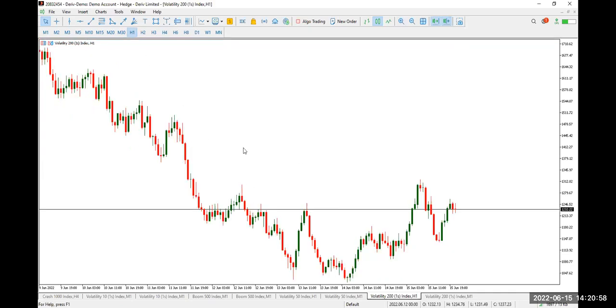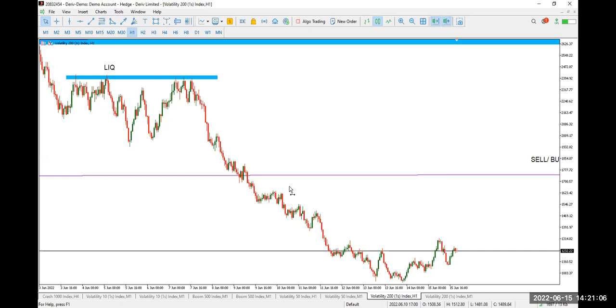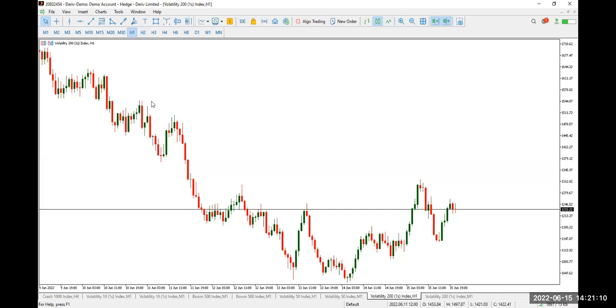So we want to know the structure of this 1 hour. What is it doing? So we come to 1 hour. This is our 1 hour structure. So let us see what the 1 hour is doing. So we begin to track the 1 hour. We want to track this 1 hour now.